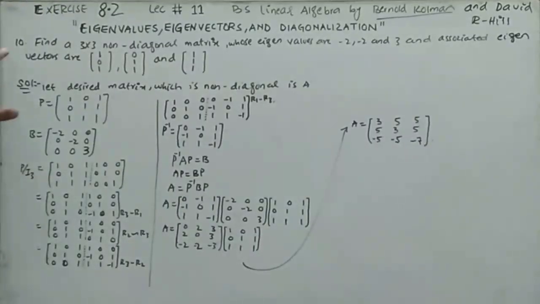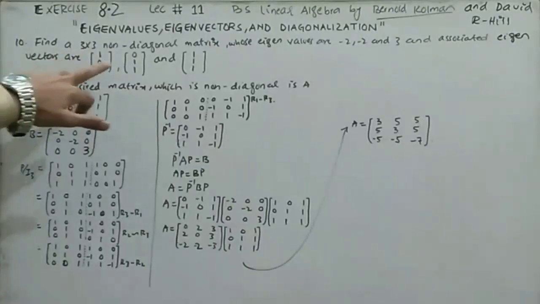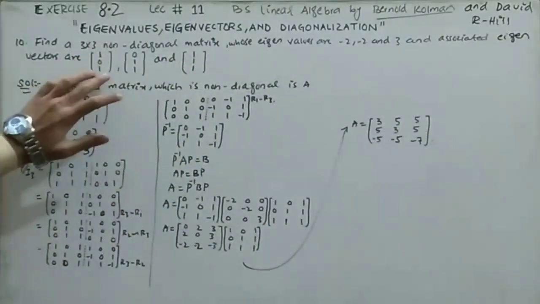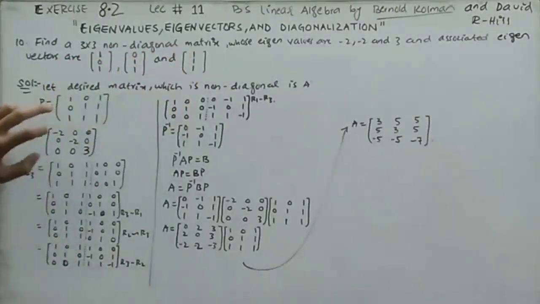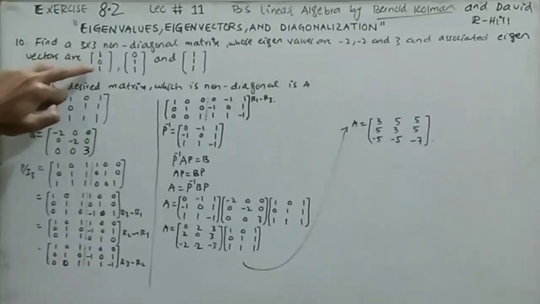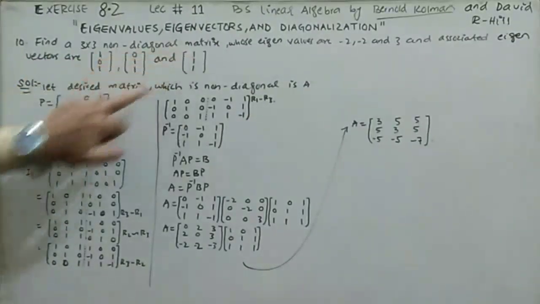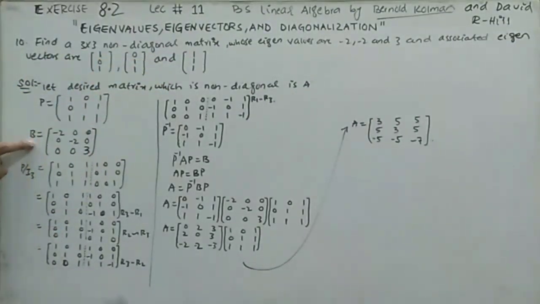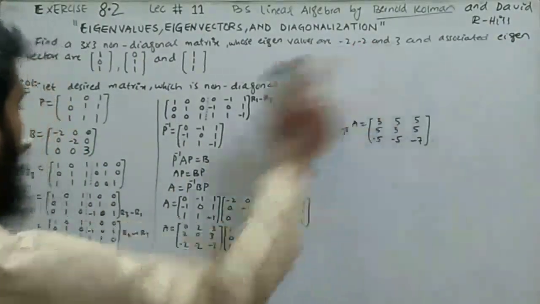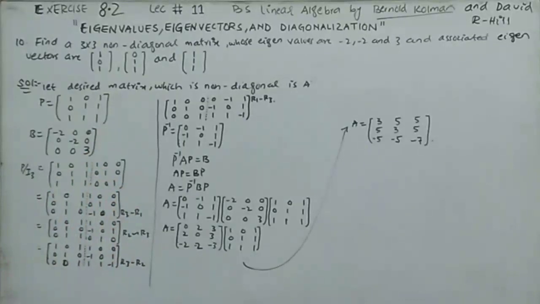Now move to the next question, question number 10. Find a 3 cross 3 non-diagonal matrix whose eigen values are minus 2, minus 2, 3 and associated eigen vectors are 1, 0, 1, and 0, 1, 1, and 1, 1, 1. Move to solution. Let the desired non-diagonal matrix be A. So my P will be 1, 0, 1, 0, 1, 1 and 1, 1, 1. And my B will have the eigen values minus 2, minus 2 and 3 on the diagonal, and the non-diagonal entries should be 0.